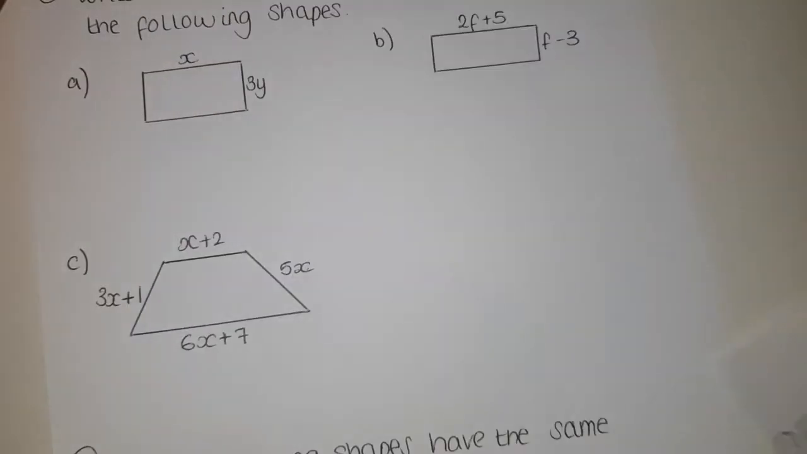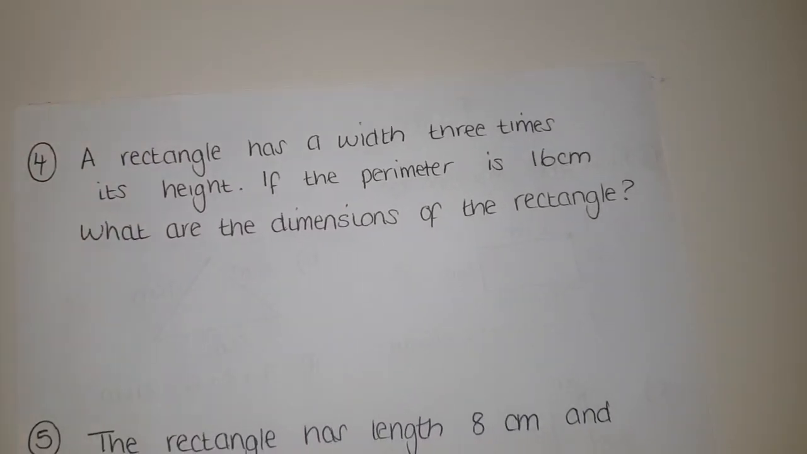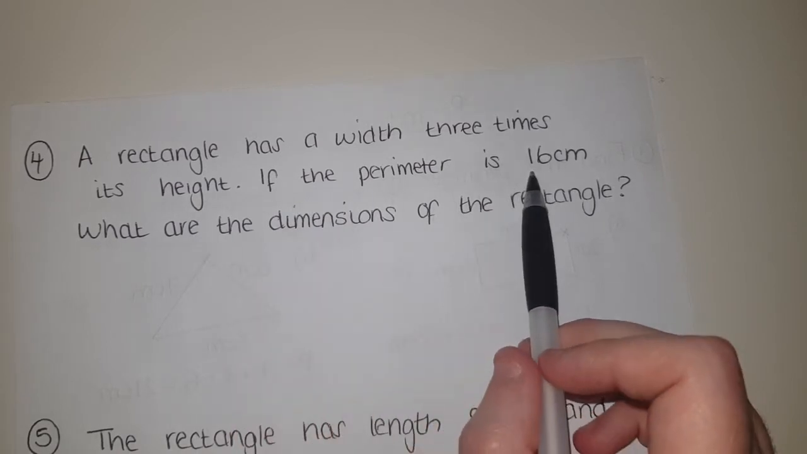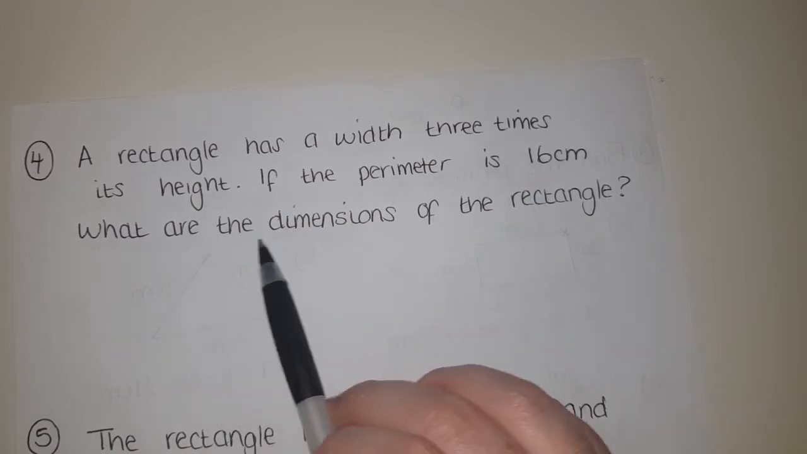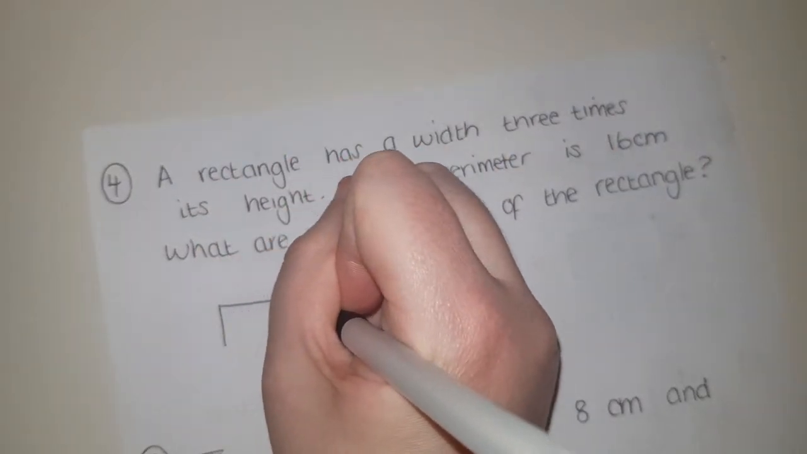Okay, this is where we then start looking at a few more of the wordier ones. So you've got a rectangle that has a width which is 3 times its height. If the perimeter is 16 centimeters, what are the dimensions of the rectangle? So I'm just going to quickly sketch us a rectangle.